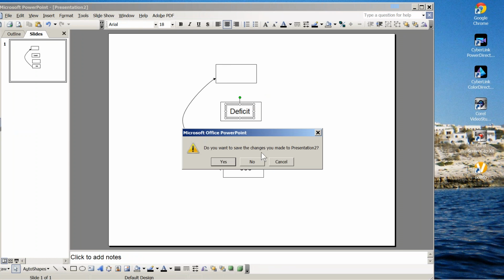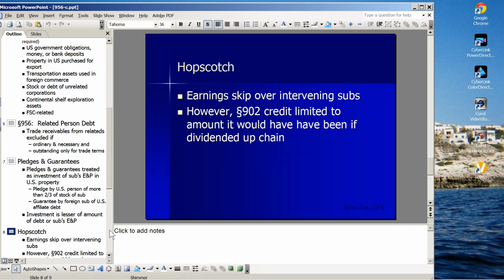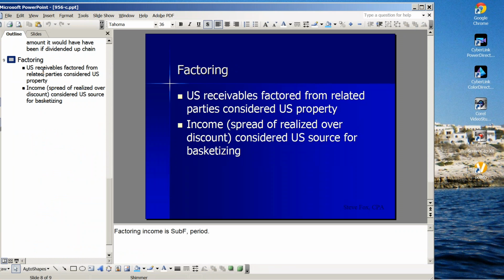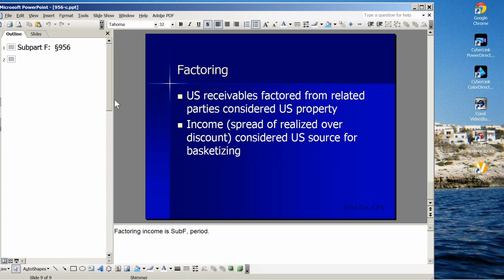So that brings us almost to the end of tonight's webinar. There's one more thing I want to mention. There are rules under 956 that treat most varieties of factoring of U.S. receivables to be investments in U.S. property. Don't do the factoring of U.S. receivables. That's the bottom line. Just avoid that. So that kind of ends our coverage of 956. Let's just do a quick recap.